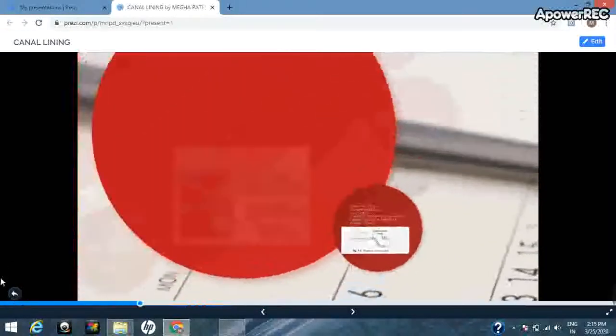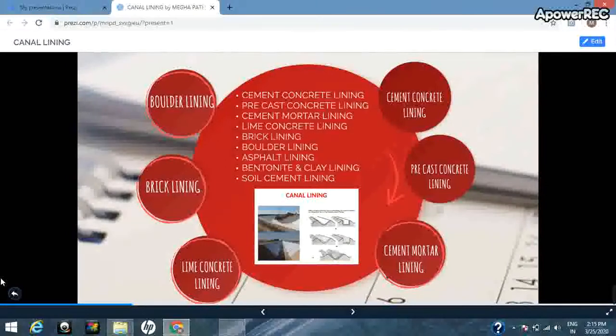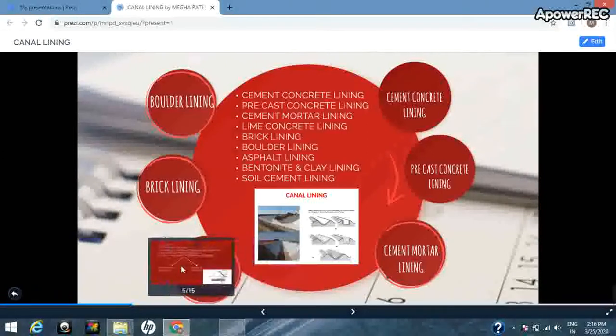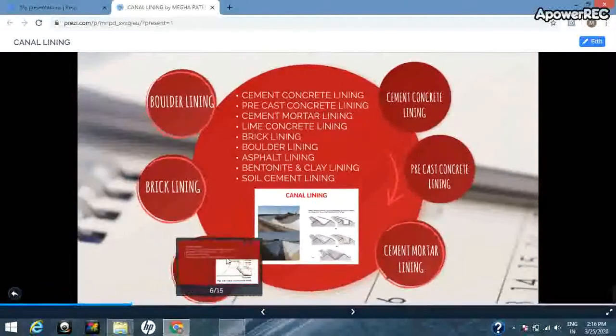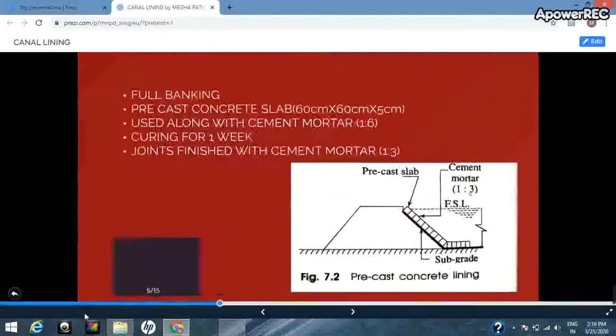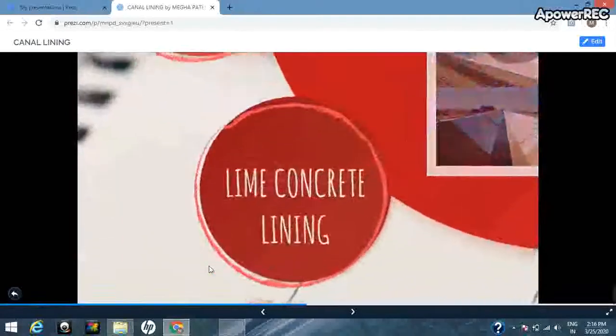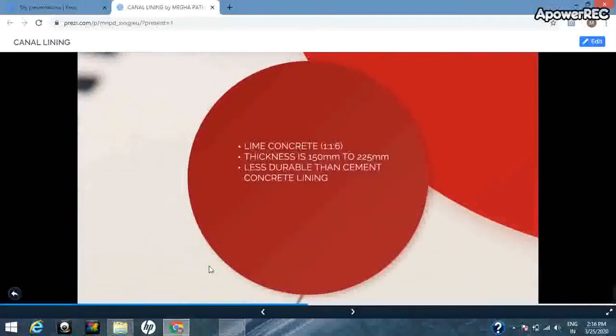We have discussed cement concrete lining, precast concrete lining, and cement mortar lining. Next we have lime concrete lining. Generally this type of lining is used when hydraulic lime, surkhi and brick ballast are available in plenty at the site. The lime concrete is prepared of ratio 1:1:6. Usually this type of lining is of thickness 150 mm to 225 mm.